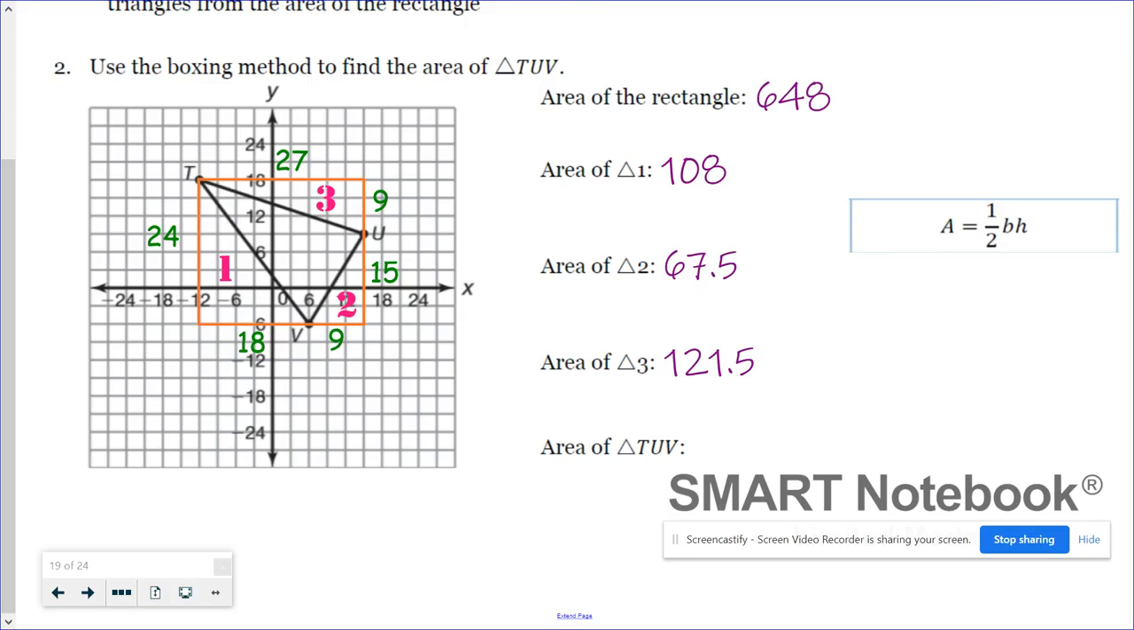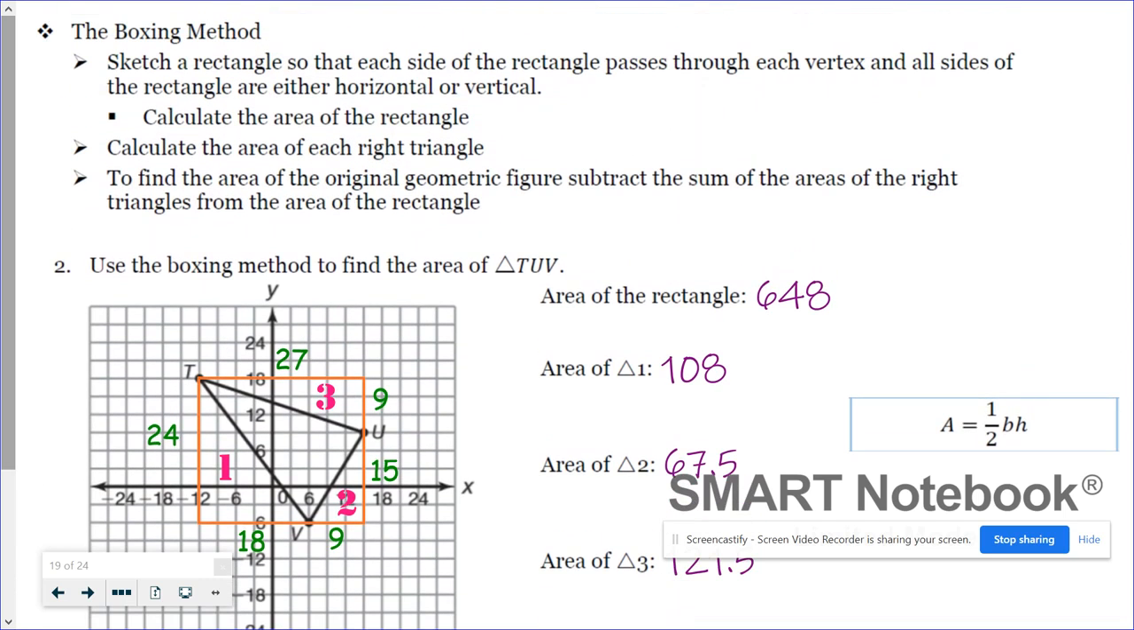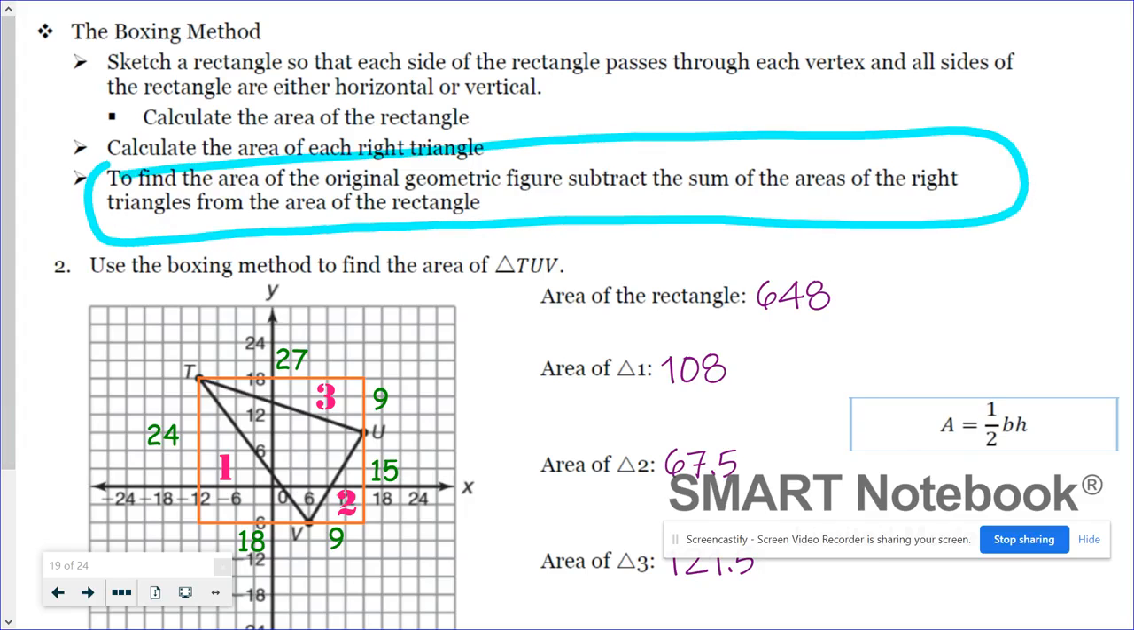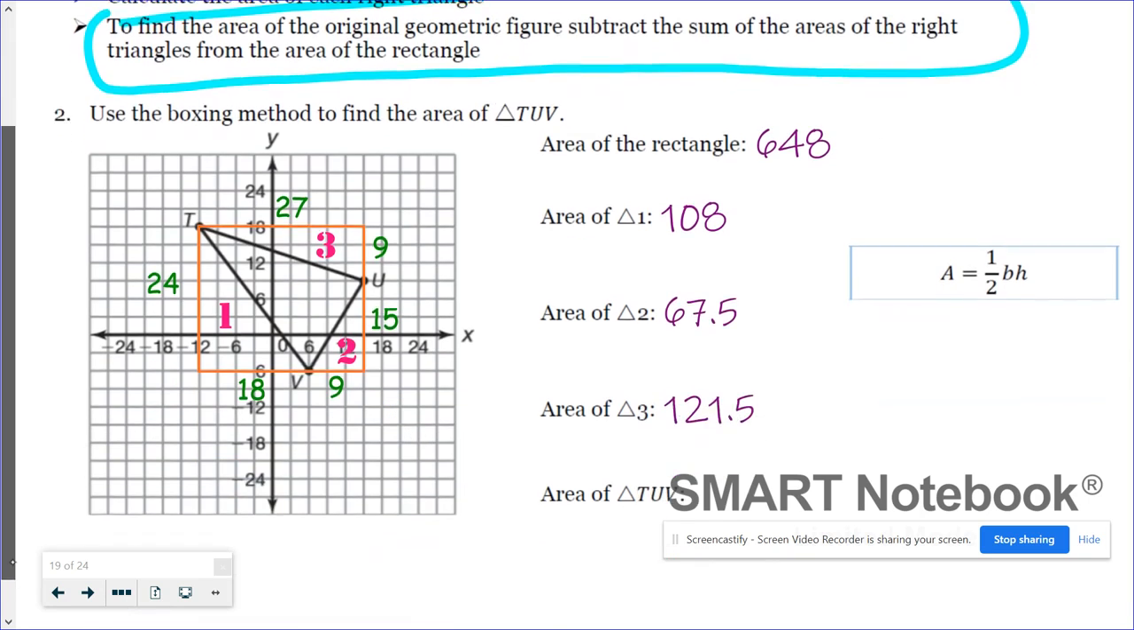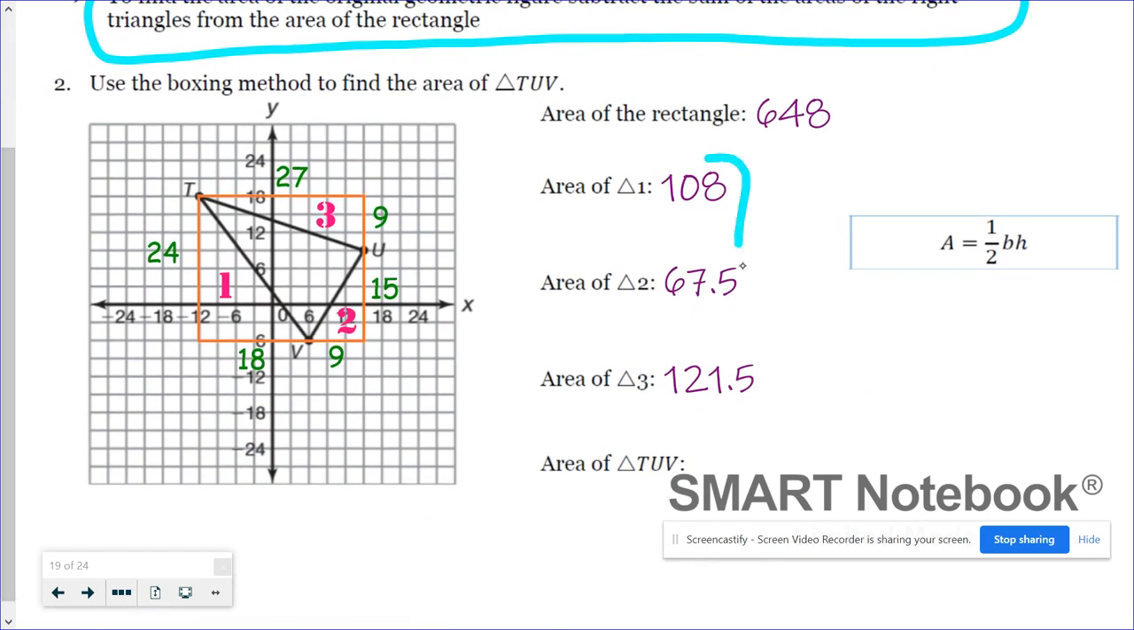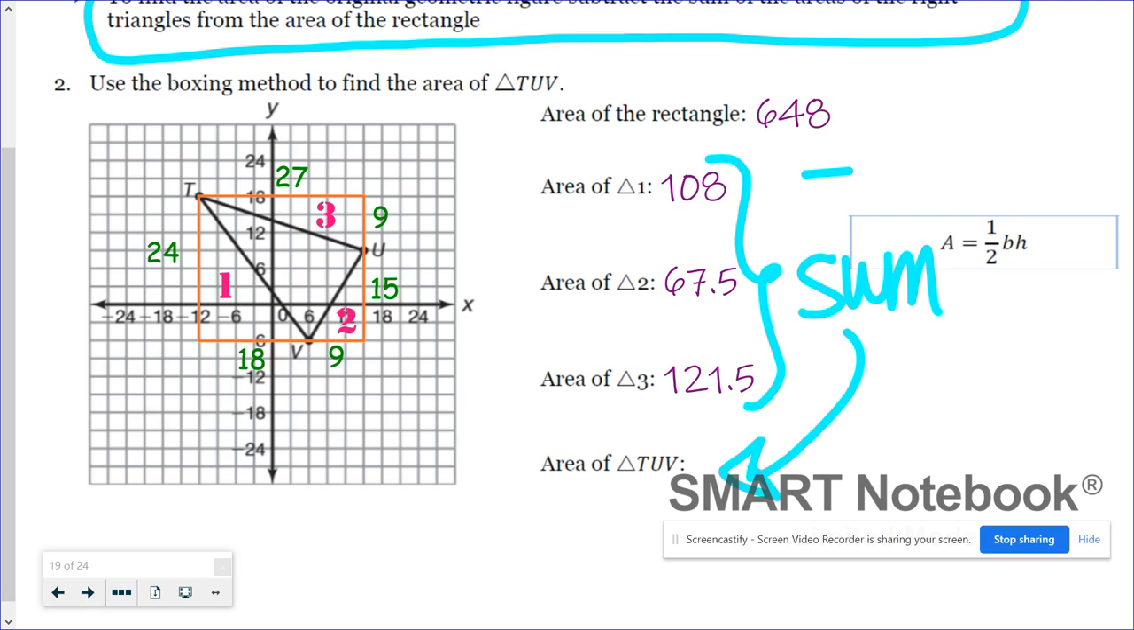Okay. So the area of triangle 1 is 108 square units, triangle 2 is 67.5 square units, and triangle 3 is 121.5 square units. So now we're ready to find the area of the original geometric figure. I'm going to do that by simply subtracting the sum of the areas of the right triangles from the area of the rectangle. So I do need to figure out what the sum of those is, and then I can go 648 minus that to get the area of triangle TUV.